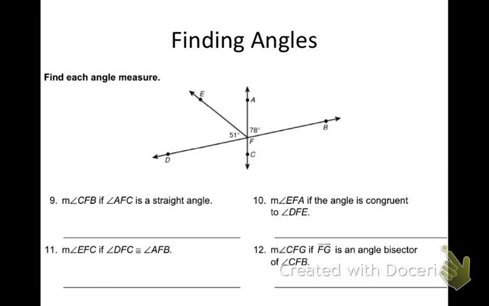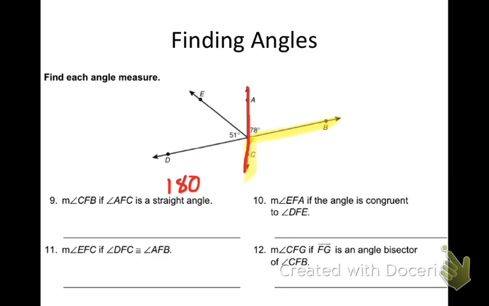Okay? So number 9 here. I want to find the measure of angle CFB. So I'm going to label this here. CFB. If AFC is a straight angle. What's it mean to be a straight angle, Caden? Yeah, what's that straight angle? How many degrees would a straight angle be? 180. So a straight angle is 180.